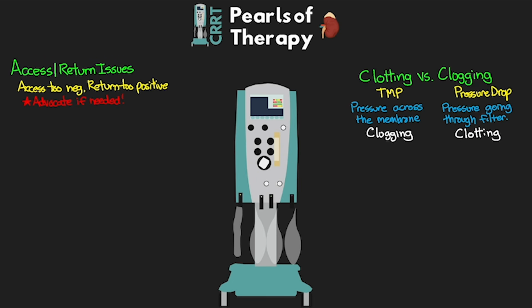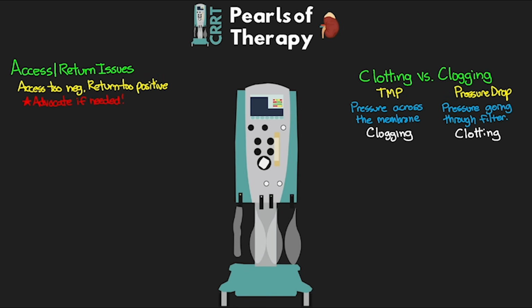So again, remember in the filter we have those really tiny hair-like hollow fiber membranes, and the blood is flowing inside of those tiny fibers. As they eventually begin to clot off, it's going to be harder and harder to move the blood through there, leading to a higher and higher pressure drop.